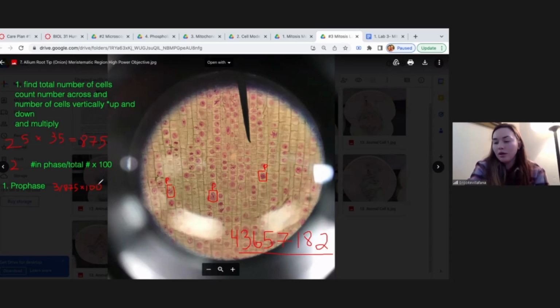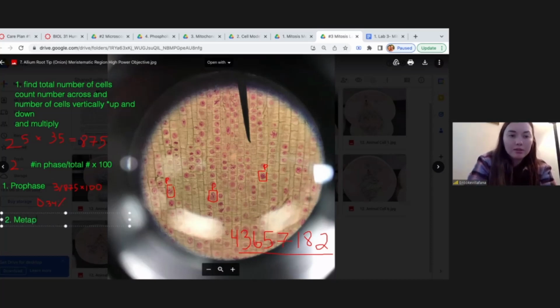So, 3 divided by 875 times 100 gives 0.34%. So not even 1% are in prophase. Hopefully that's making sense. So let's do metaphase.